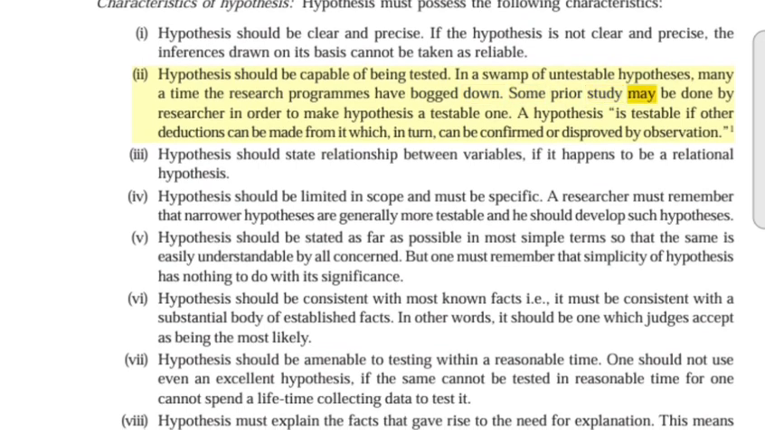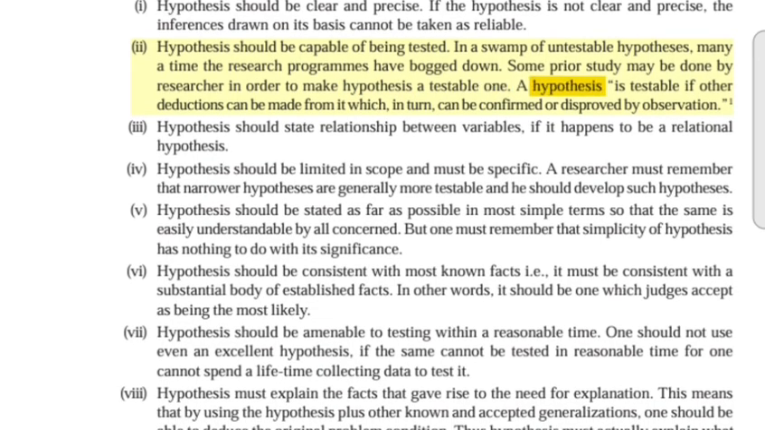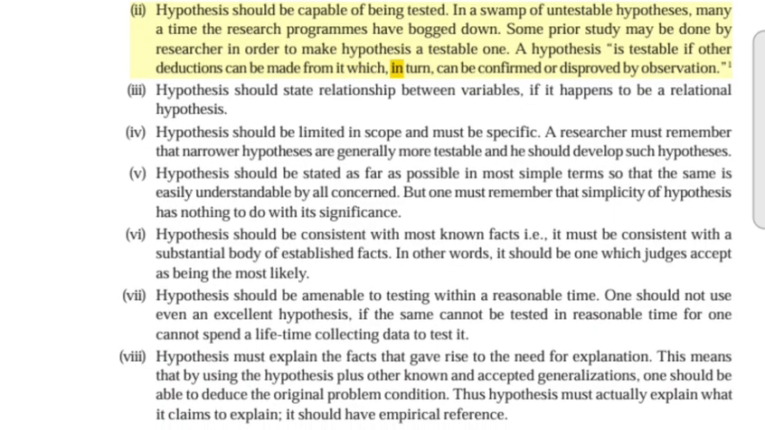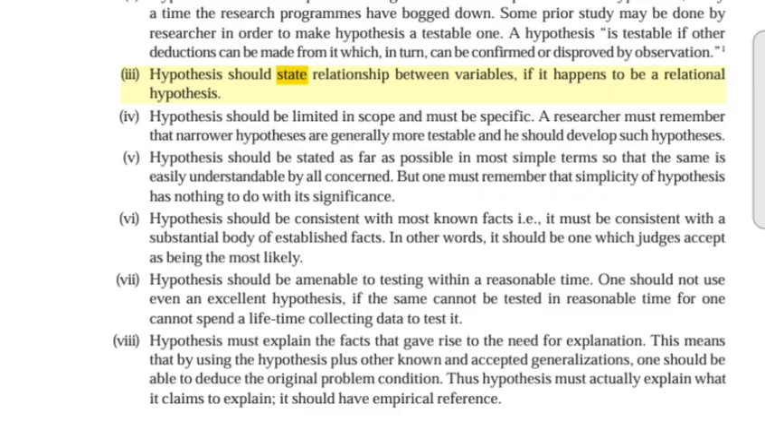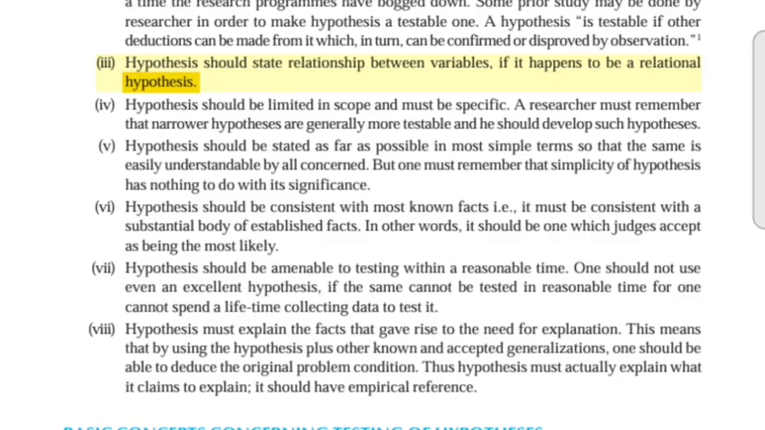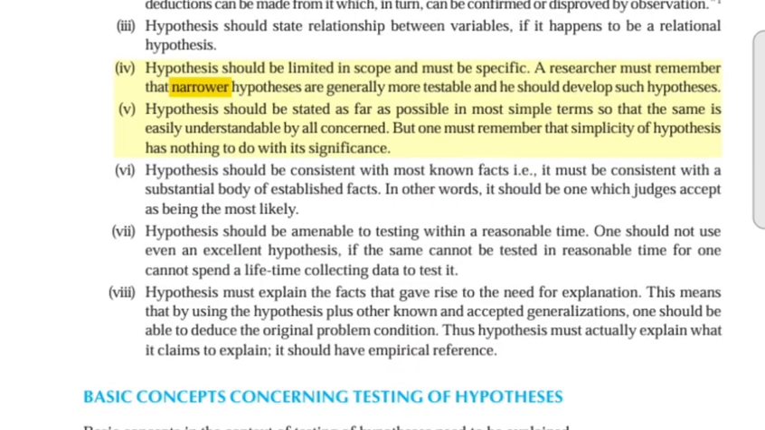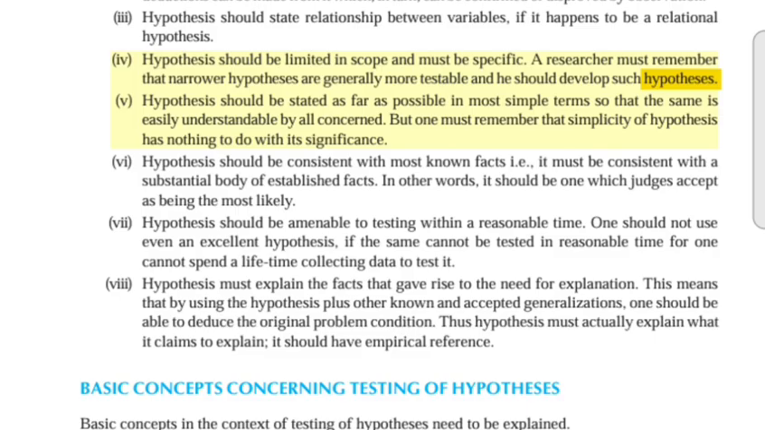Some prior study may be done by the researcher in order to make the hypothesis a testable one. A hypothesis is testable if other deductions can be made from it which, in turn, can be confirmed or disproved by observation. Hypothesis should state relationship between variables if it happens to be a relational hypothesis. Hypothesis should be limited in scope and must be specific. A researcher must remember that narrower hypotheses are generally more testable, and he should develop such hypotheses.